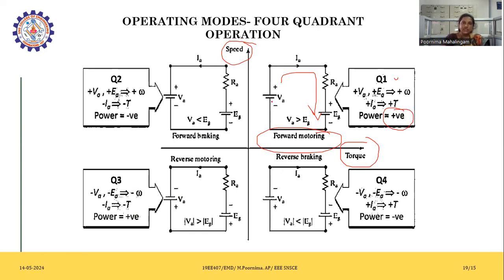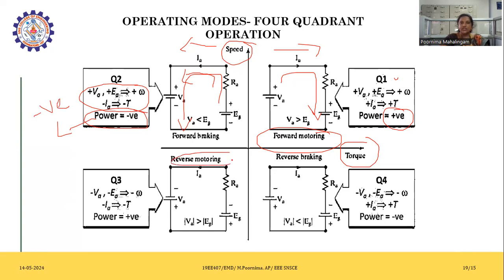Here what happens is the current is reversed. We can see the direction of the current. The current is reversed and the power flows from load to source, but the speed is positive and the voltage is positive. So that is the forward braking mode. But what about if the current is negative? What about the power? Power is also in a negative condition.